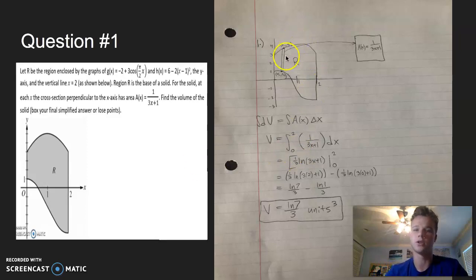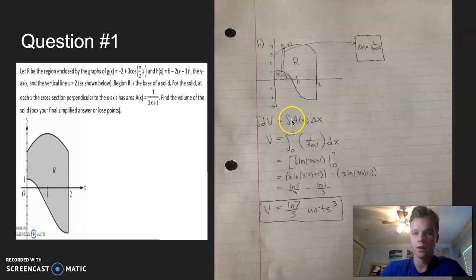So first I drew my picture with labeled slice. My labeled slice is right here, and the top coordinate is x1, y1, and the bottom is x1, y2. And then I drew an arrow and said that the area involving this labeled slice is 1 over 3x plus 1 because we learned that in this part of the problem. And then I put my equation, which is dV equals A of x times change in x.